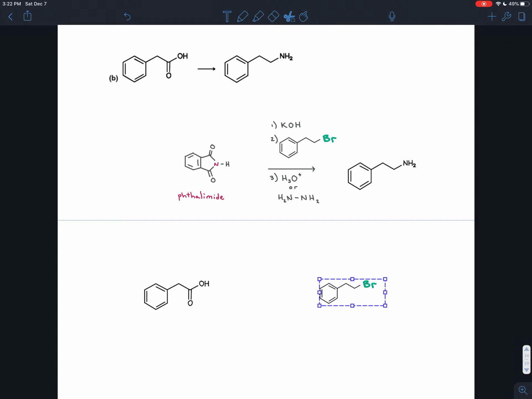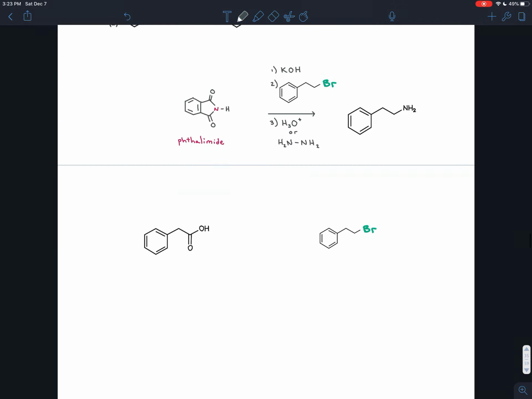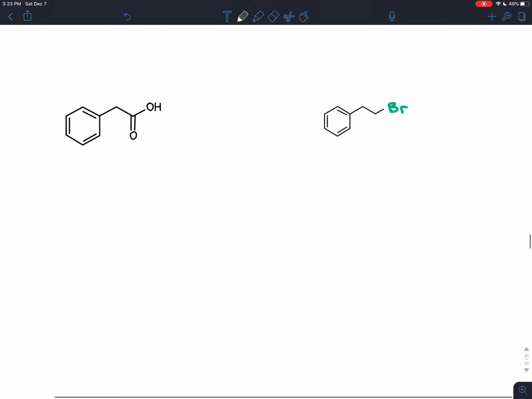Because once we do that, we're home free. We just use the Gabriel synthesis. But how do we do that? Okay. Well, the first thing we have to do is get rid of bonds to oxygen. You'll see there are 3 bonds to oxygen here. That's really oxidated. And there are no bonds to oxygen here.